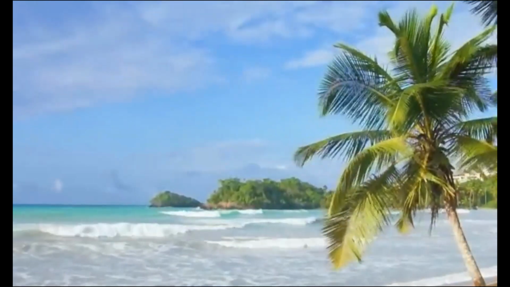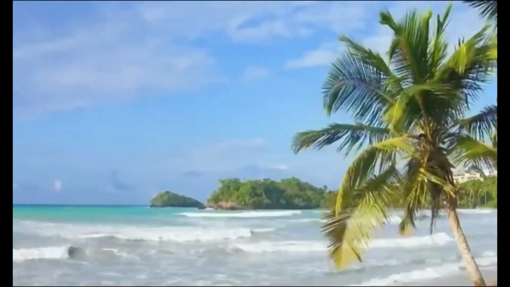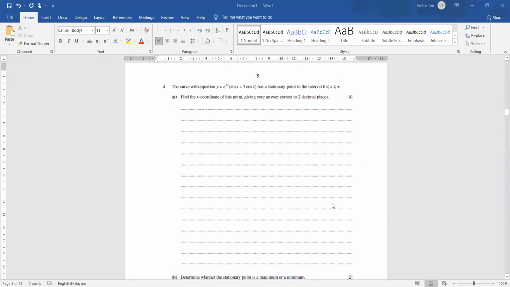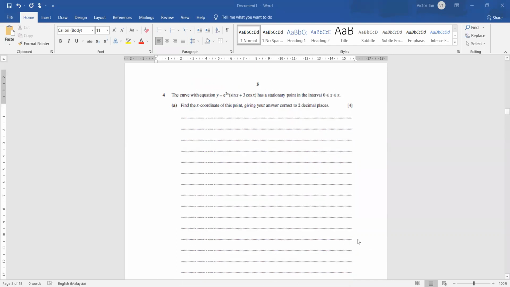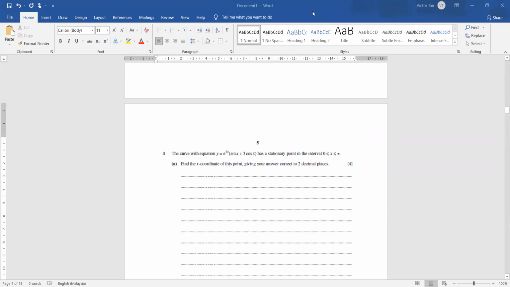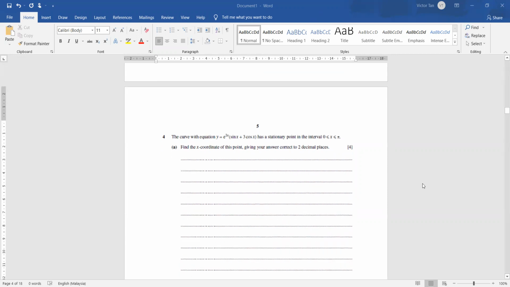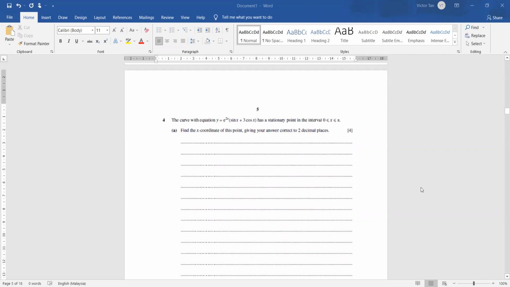Let's look at the question again. Next question, Question 4. The curve with equation y equals e to the power of 2x times (sin x plus 3 cos x) has a stationary point between 0 and pi. Find the x coordinate of this point, giving your answer correct to 2 decimal places.